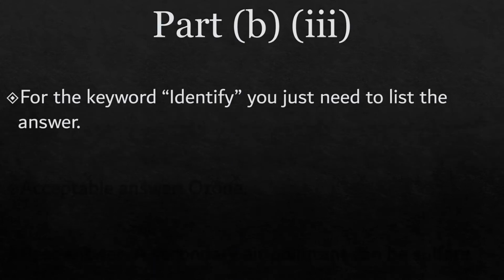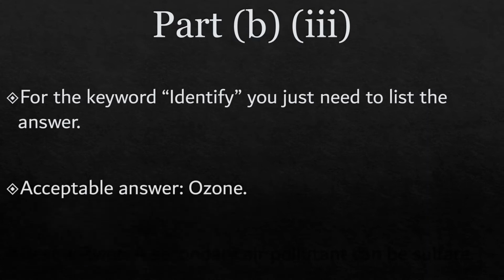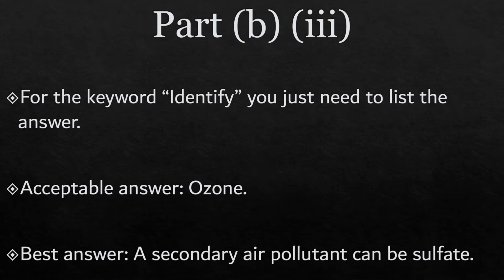Again, a one-word answer here would be enough when you are asked to identify. So ozone is an example of a secondary air pollutant. The best answer, however, will always be written in a complete sentence. A secondary air pollutant can be sulfate.